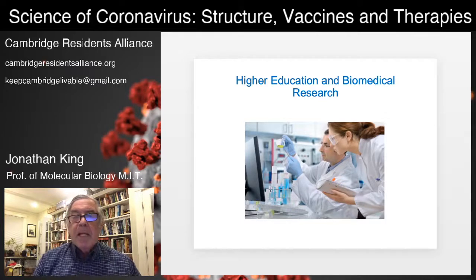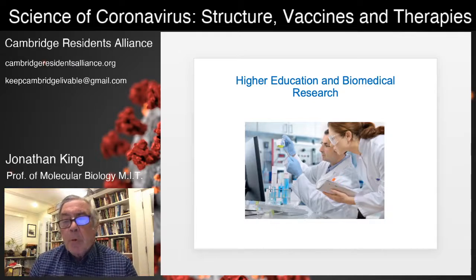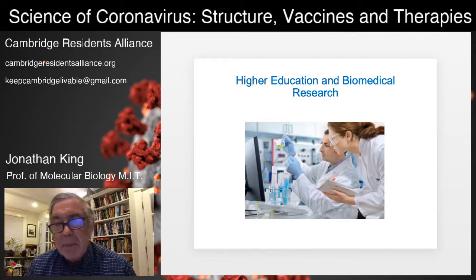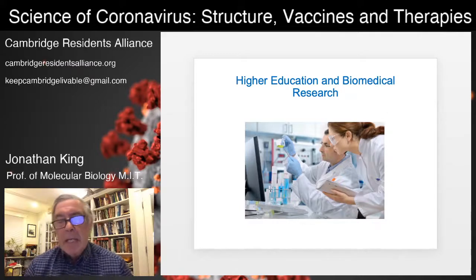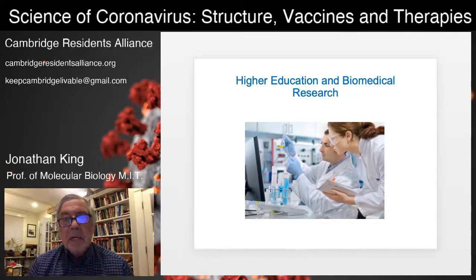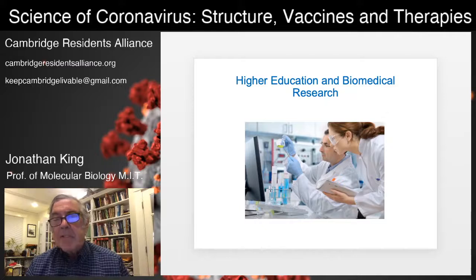Now, the research that supports the development of vaccines and drugs is not funded by Medicare. It's not funded by Medicaid. It's not funded by private health insurance. It's not funded by hospitals. It's funded almost entirely by the National Institutes of Health, National Science Foundation, Center for Disease Control, and a few other agencies. These agencies get their budgets from the Congress, from our tax dollars, and then they distribute them around the country.